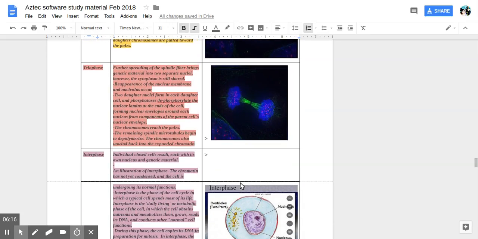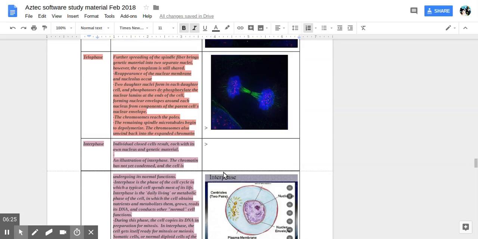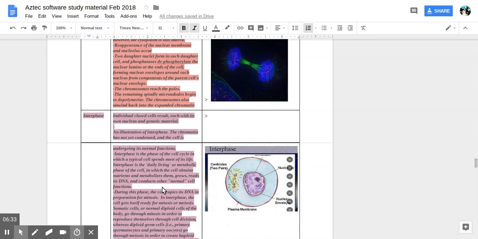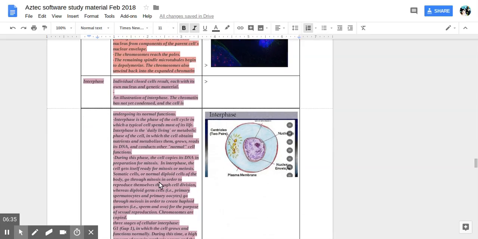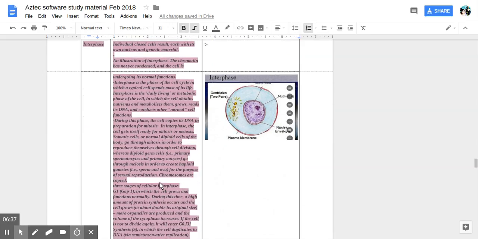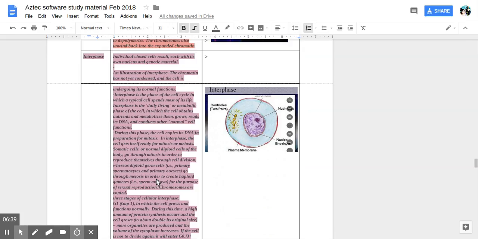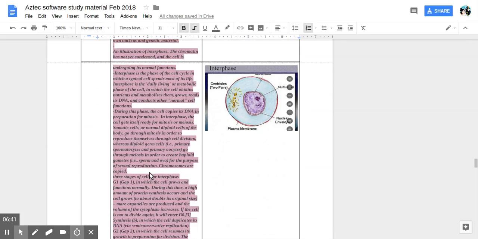Lastly, you go back into interphase. The closed cells result as a result of cytokinesis, or the splitting of the cytoplasm. Each cell has its own nucleus with genetic material inside. And the chromatin is not condensed any longer.